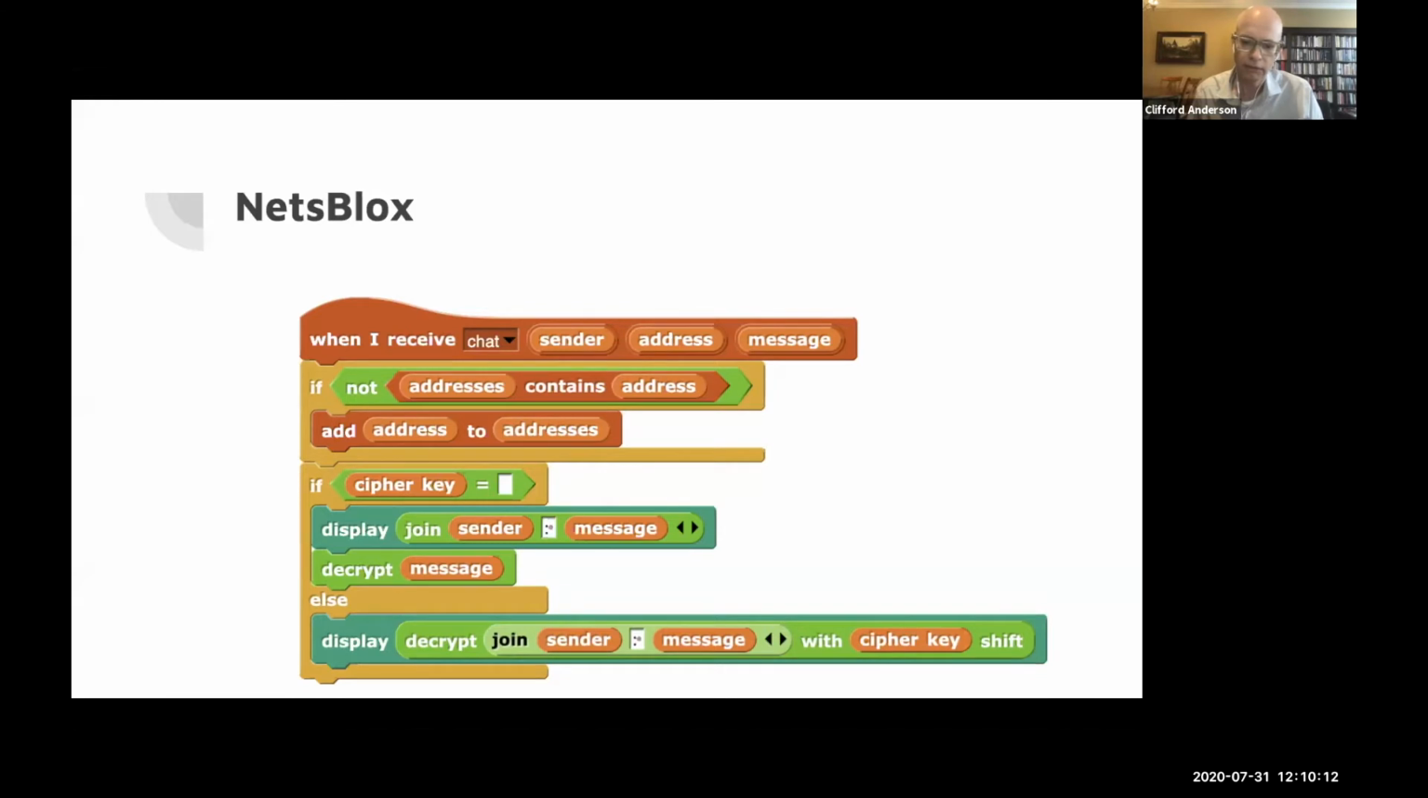And finally, there's this idea of a room in NetsBlox. This allows students to build sort of network topologies and bring projects together that have different ways of communicating through message passing so that we can build things like client-server applications. And that's one of the things that we did in the course.